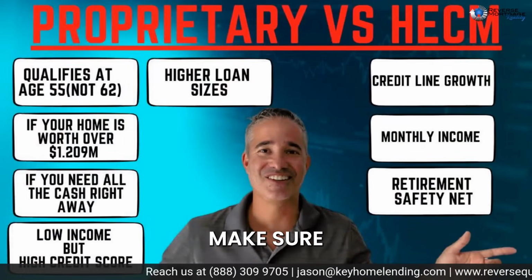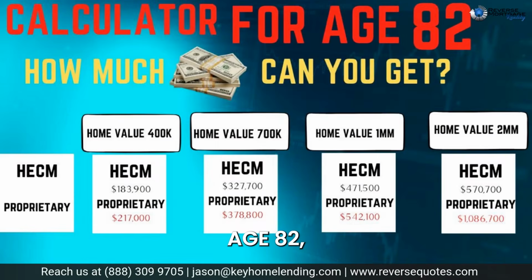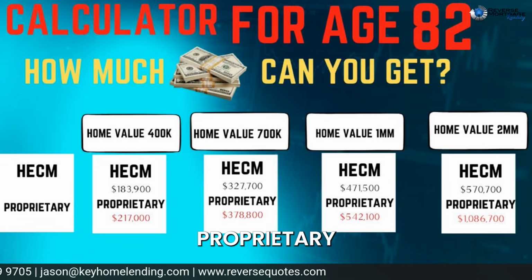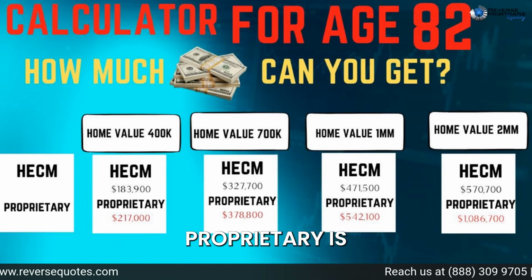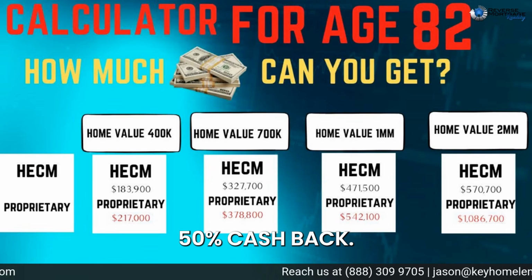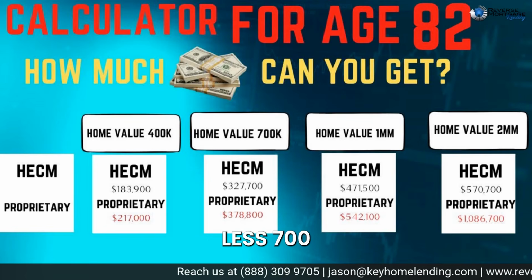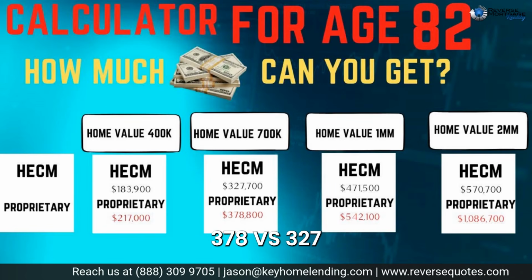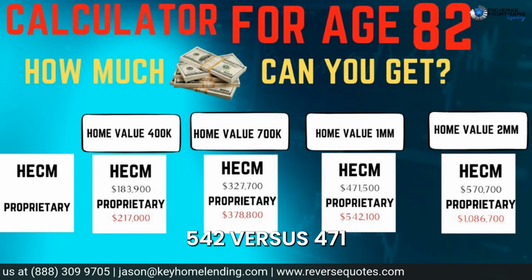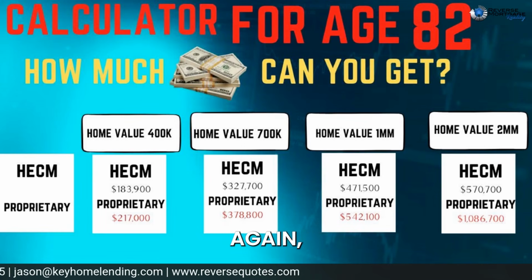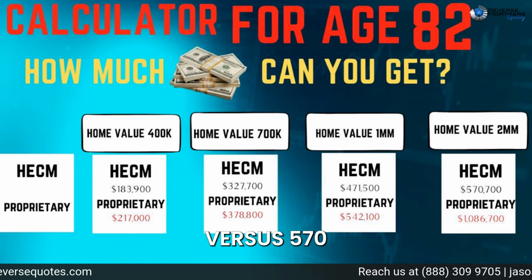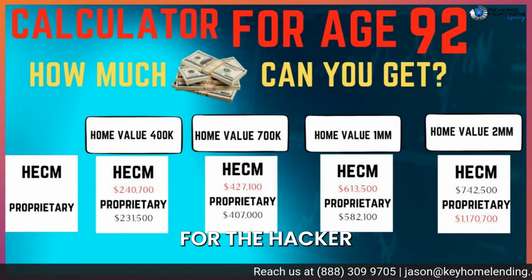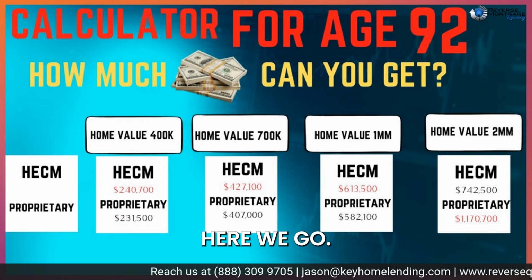Okay, back to the screen here. Let's go. All right, age 82, what can you do? Look at that, the proprietary is still winning at age 82. So on a $400,000 home, the proprietary is giving over 50% cash. The HECM's giving a little bit less. 700 home, 378 versus 327. $1 million, 542 versus 471. And $2 million, again, not a very fair fight, but you can see 1.086 million for the proprietary versus 570 for the HECM.